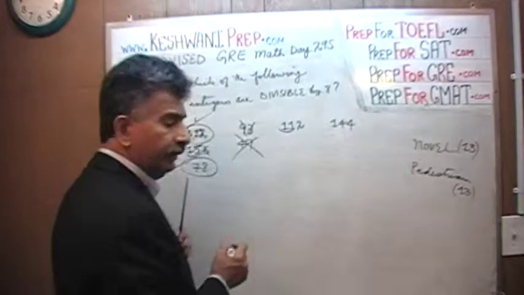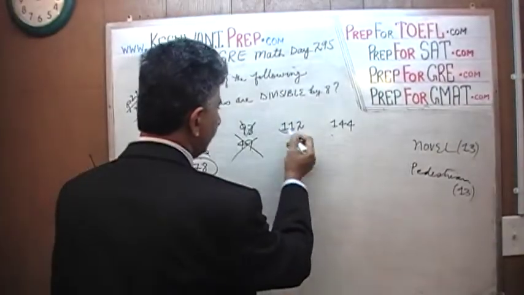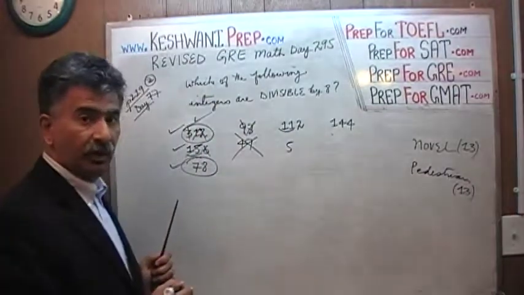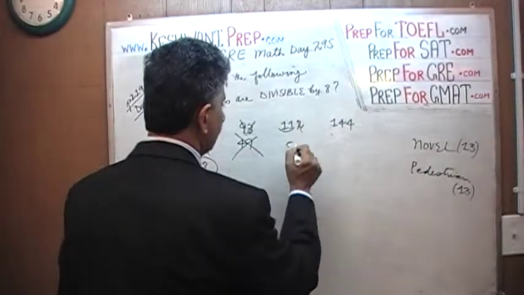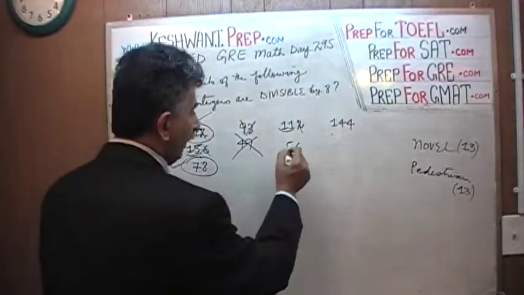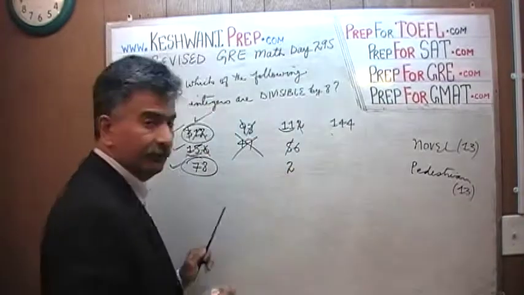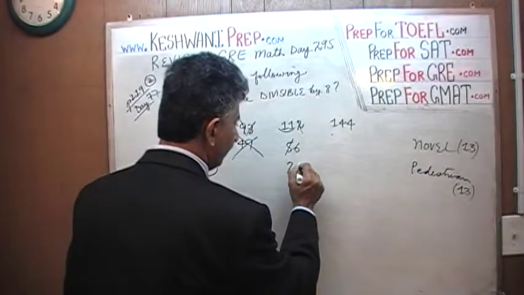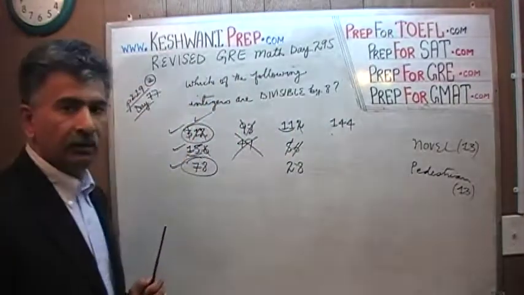Let's go to this one. How many 2s in 11? 11 has 5 2s. The remaining one goes and joins the 2, becomes 12. How many 2s in a 12? 12 has 6 2s. Let's go one more round. How many 2s in a 5? 5 has 2 2s. The remaining one goes and joins the 6, becomes 16. How many 2s in a 16? The answer is 8 16.